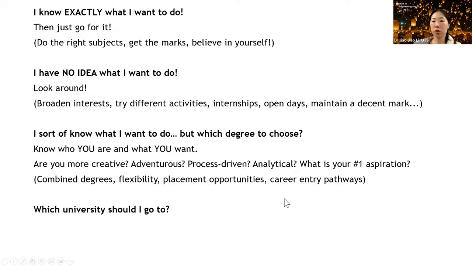Which university should you go to? It really doesn't matter. I did my degrees at Sydney Uni. I've worked there for a while, and then I came to UTS. And the universities have differences in strengths. They have differences in rankings. They have differences in teaching and research culture. And each university has its own goods and bads. Rankings are not the only thing.